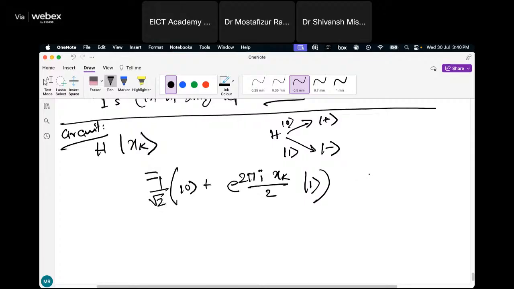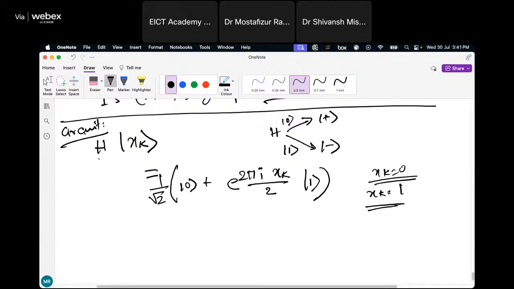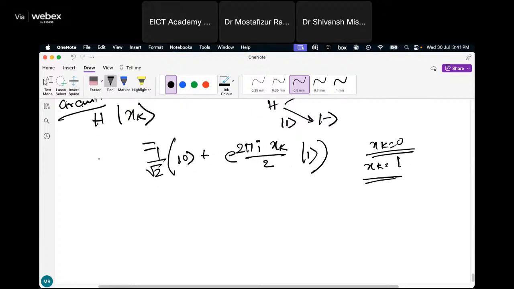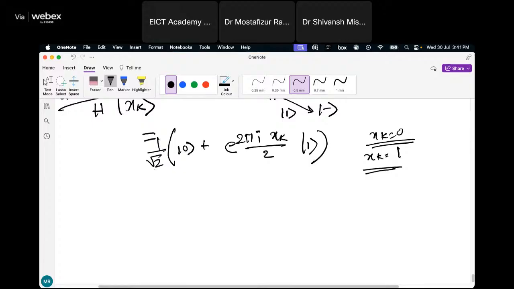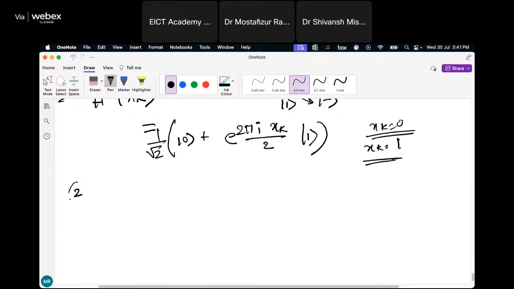Now you take xk equals to 0 and xk equals to 1. If you take xk equals to 0, you'll be getting the plus state. If you take xk equals to 1, you will be getting the minus state. So this is an arbitrary state representation with the Hadamard gate. This is a form like applying the Hadamard gate on some arbitrary state. This is the representation. And second, you have to apply something which is called the U rotation gate.